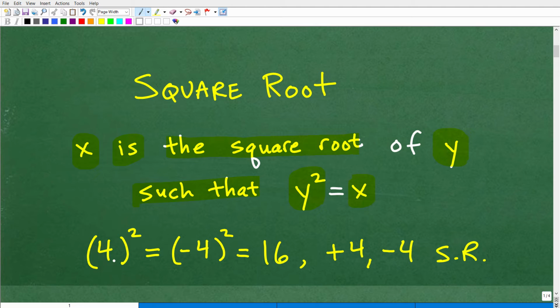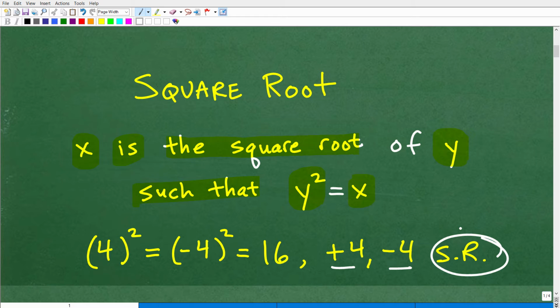So basically, 4 and negative 4 are the square roots of 16 because 4 squared, a positive 4 squared, is positive 16. Negative 4 squared, which is negative 4 times negative 4, is also positive 16. Therefore, positive 4 and negative 4 are the square roots of 16. Okay, so that's the technical definition of what it means to take the square root of something.